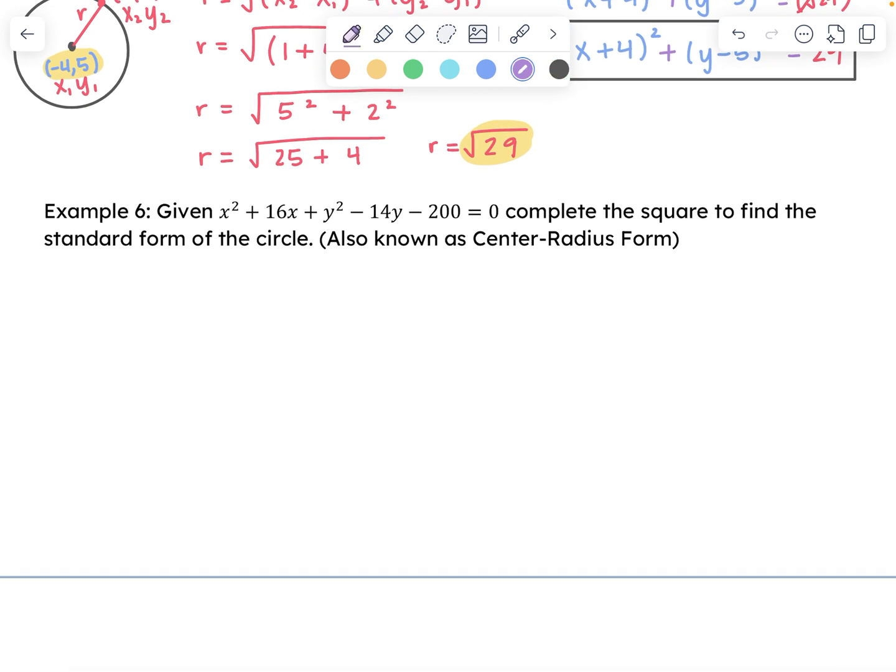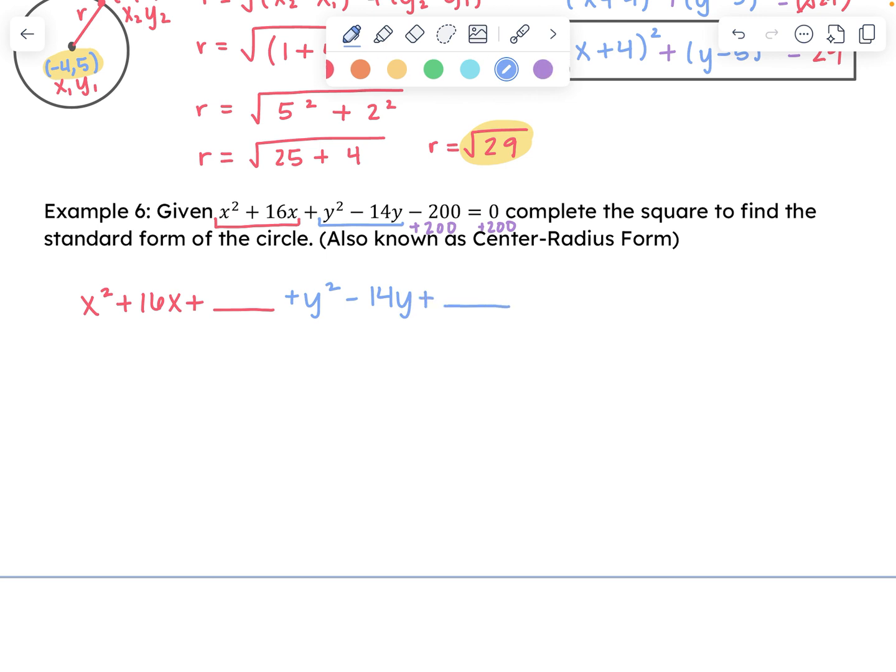So remember, the first part of completing the square is to get anything that does not have a variable, so any constant, to the other side of the equation. So I'm going to add that 200 over, and then we're going to have to complete the square with the x's, so the x squared plus 16x, and we're going to have to complete the square with the y's, the y squared minus 14y. So I'm going to have x squared plus 16x, and I'm going to do plus a blank for completing the square there. Then I'm going to have the y squared minus 14y plus a blank for completing the square there. And then it's going to equal the 200.